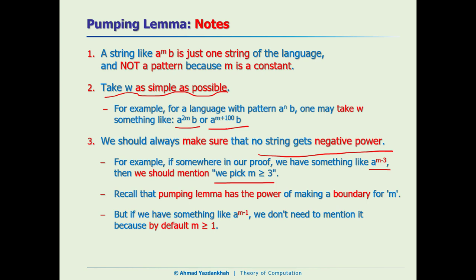But if we have something like this, we don't need to mention that because by default, m is greater than or equal to 1. Just remember that m is the number of the states of that DFA or NFA, right? And it should have at least one state.